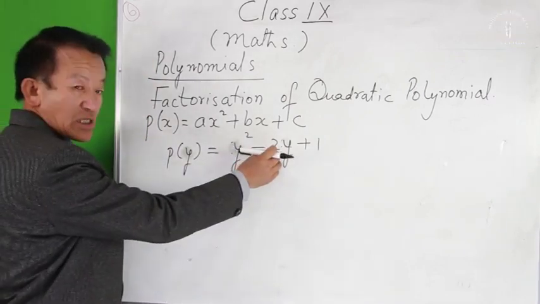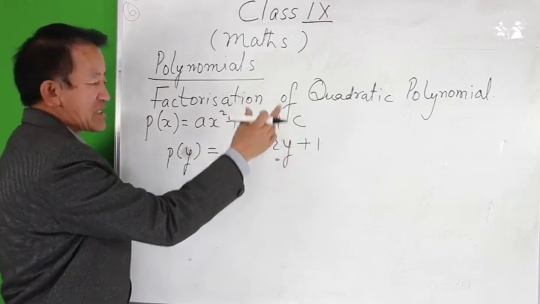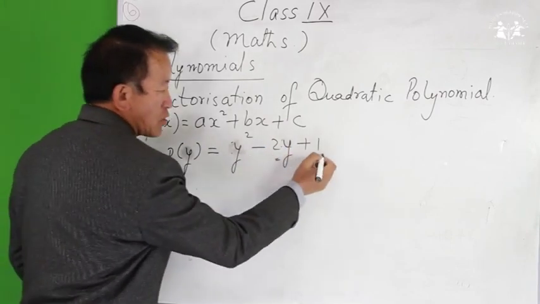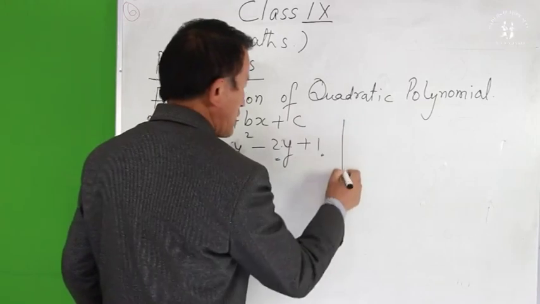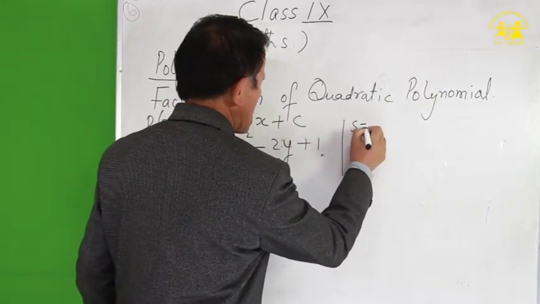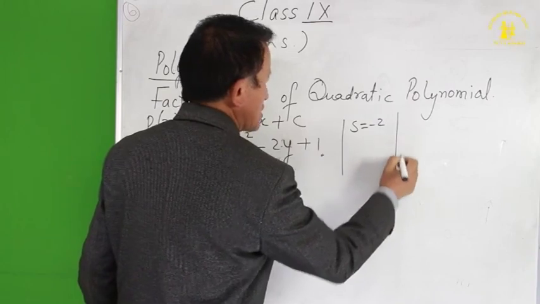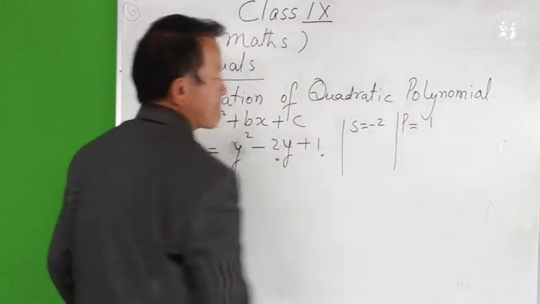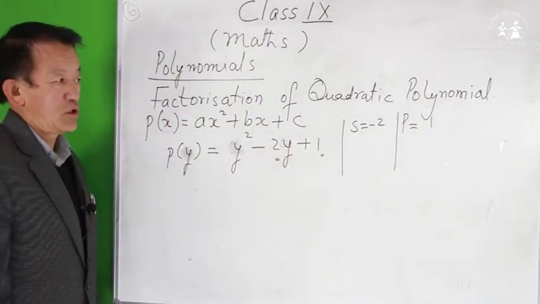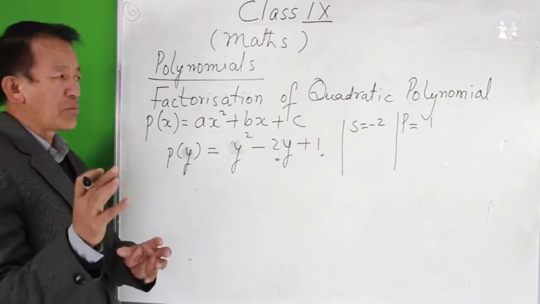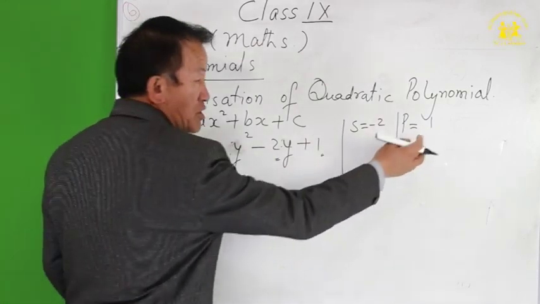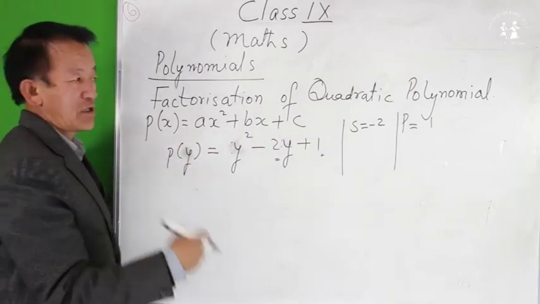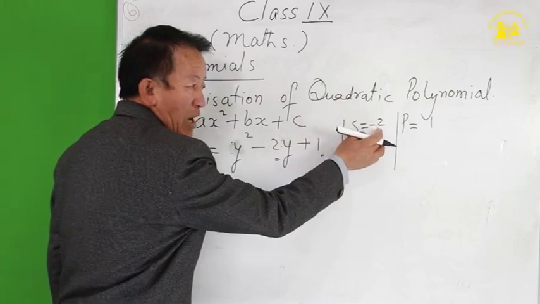We will try to split this into two parts so that the sum is equal to minus 2y and the product is equal to plus 1. So here you have sum is equal to minus 2 and the product of two numbers is equal to 1. Okay, now for that we have to find two numbers such that when you multiply these two numbers you will get plus 1. And when we add these two numbers, the sum should be equal to minus 2.